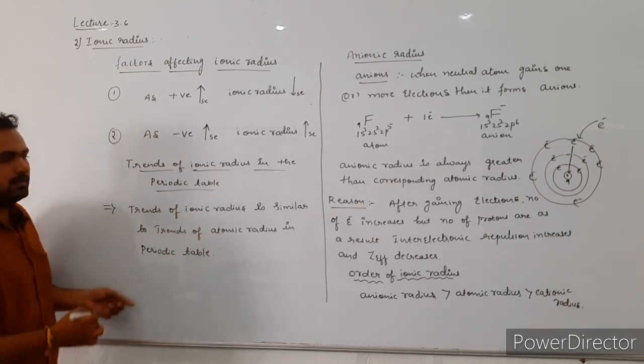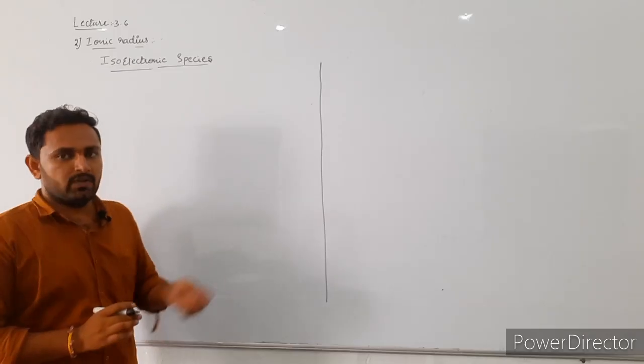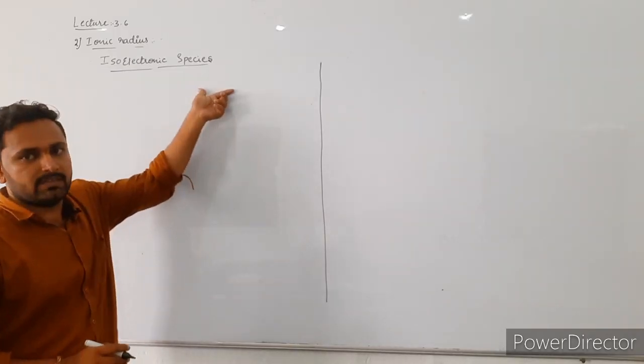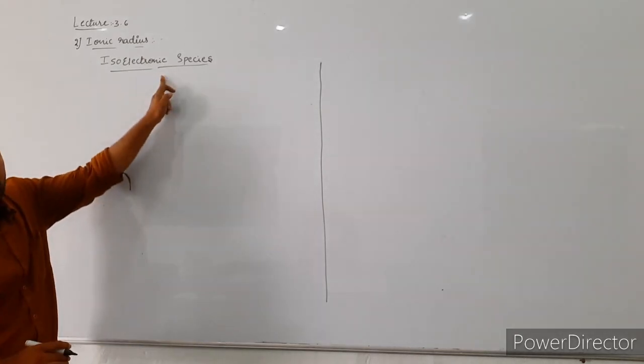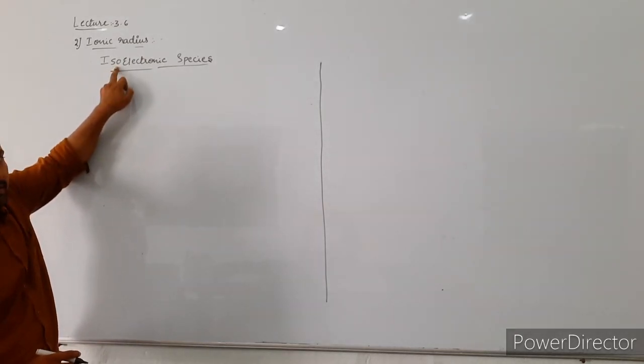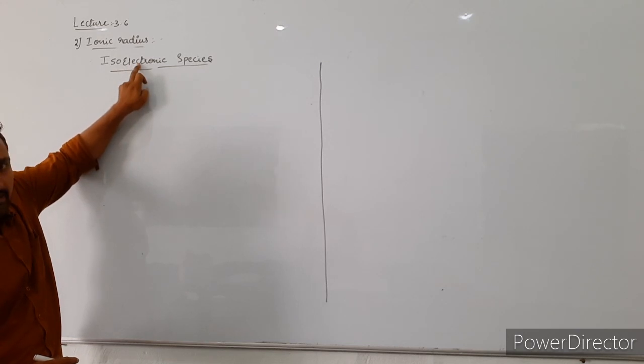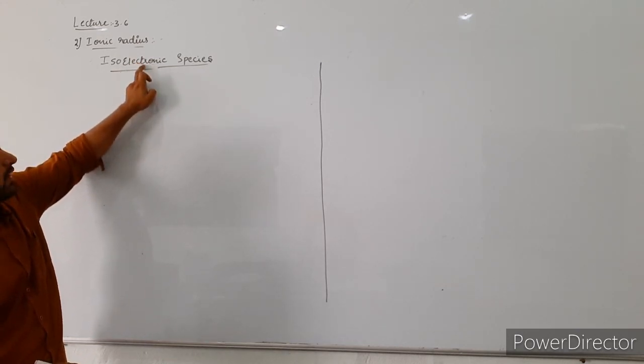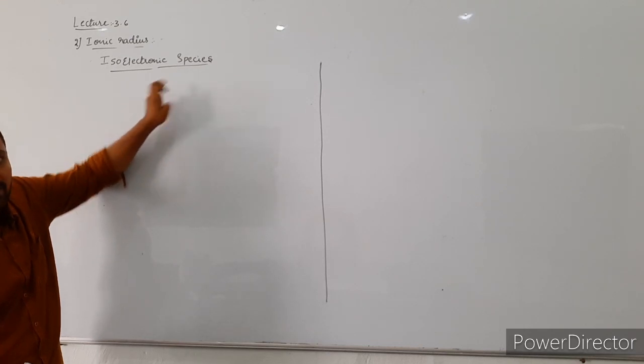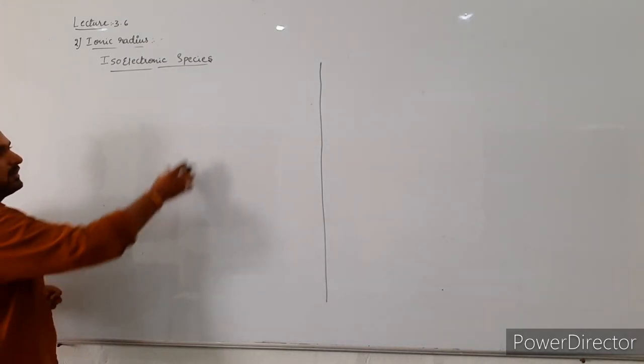Okay, this is ionic radius. Next one, isoelectronic species. What are isoelectronic species? Iso means same, electronic means electrons, same number of electrons. Isoelectronic species have same number of electrons but different number of protons.